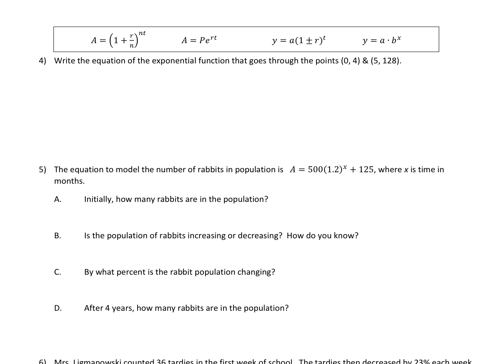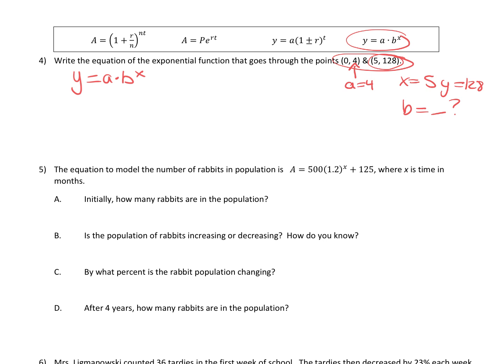All right, on the next page, we're using these equations. So we want to write the equation using 2 points. So that's where this equation is going to come in. Y equals A times B to the X. So remember, 0, 4 is our starting point, meaning my A is 4. And then I'm going to use my other point to plug in for X and Y. And then I'm going to solve for B, because I don't know my rate of growth. So I'm going to put 128 in for Y, 4 in for A, and 5 in for X.